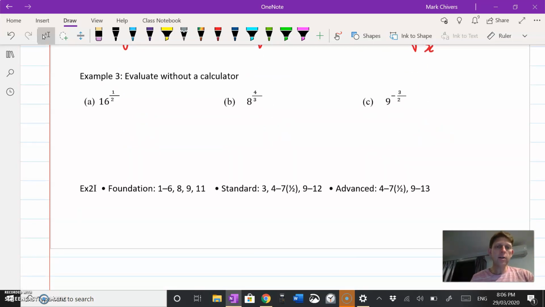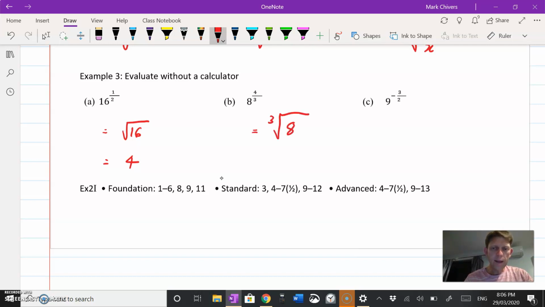Evaluating without the calculator, so 16 to the power of a half, well that's just the square root of 16. The square root of 16, I'm hoping you guys are all pretty comfortable with saying that's 4. For the next one, we could just rewrite this first as a surd. So we're going to end up with the cube root of 8 to the power of 4. Now we can do this in whichever order we want, and I think I'm going to do the cube root first. So the cube root of 8, well that's just going to be 2. So we're going to end up with 2 to the power of 4. Now 2 to the power of 4 is 2 times 2 times 2 times 2. So 2 times 2 is 4, times 2 again is 8, times 2 the fourth time gives us 16.